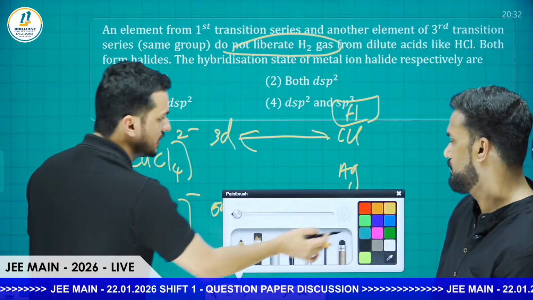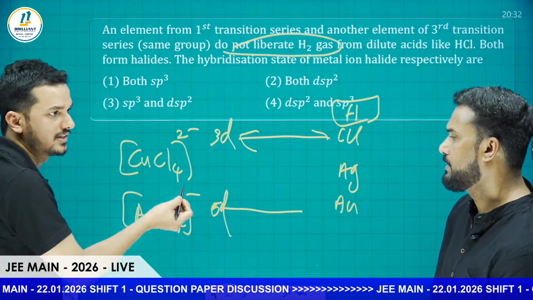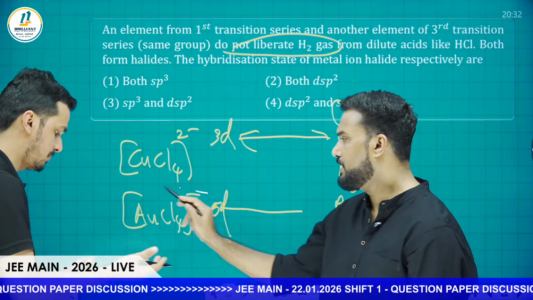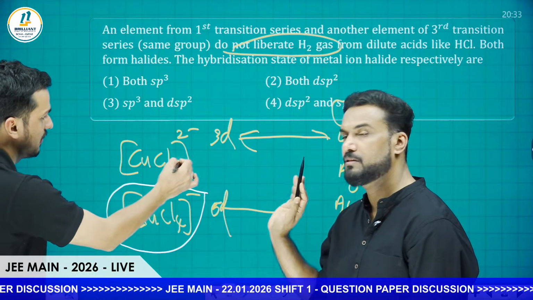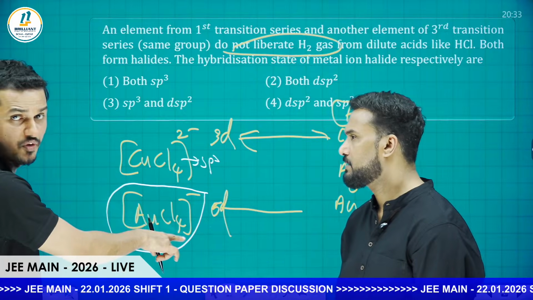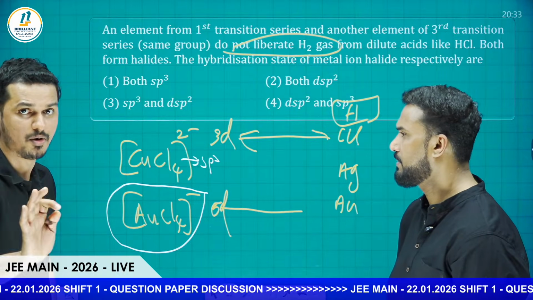Then the hybridization is also easy to tell, because Cl is a weak field ligand. Pairing will not take place here, so you should not make a mistake: it will form sp3. But in the second case, AuCl4 minus, that's the important thing.